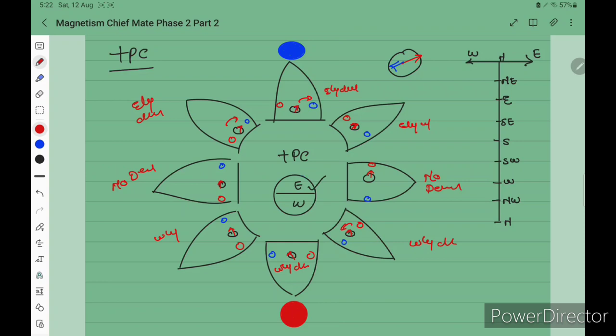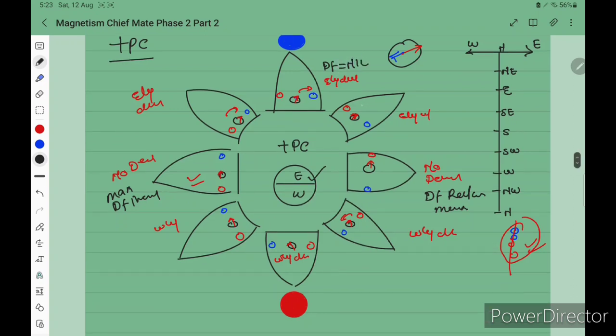Now we see the directive force. For directive force maximum, it should be in line like this. There is maximum. So if you see this, this matching is here. So maximum DF increased. It is opposite but in line, so DF reduced, maximum. Here it is not in line, so DF nil or no effect. Whatever you do, DF is nil or zero.